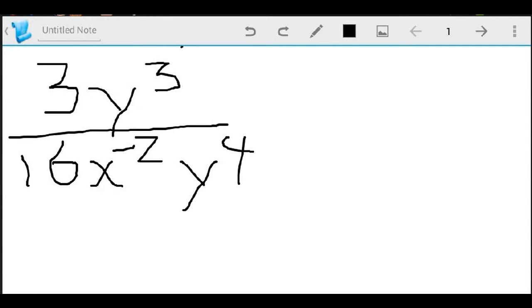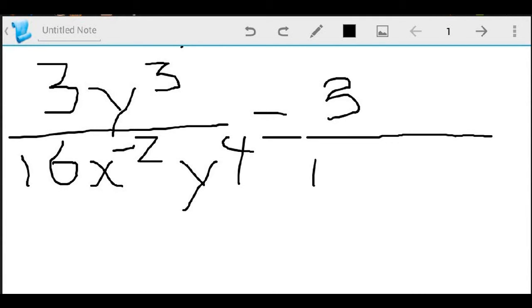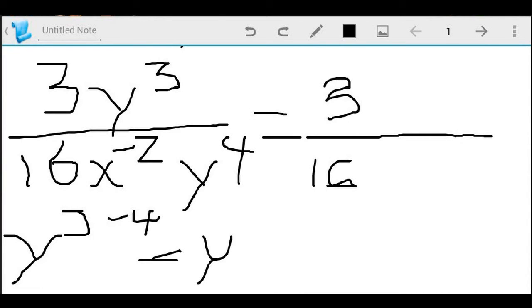So now we're going to divide these. Fortunately for us, 3 doesn't divide into 16 evenly, so we can leave that alone. And really all we have to worry about at this point is the y for now. So here we have 3 over 16. We don't have any x's to subtract. And now, following the quotient rule, we have y to the 3 minus 4, which is equal to y to the negative 1. So on the top we have y to the negative 1. And on the bottom we have x to the negative 2.